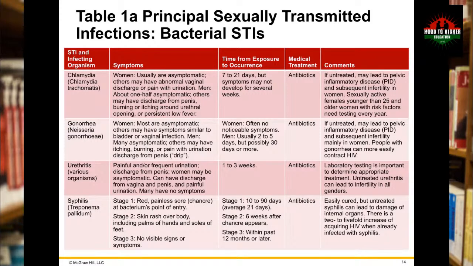So Table 1A is the principal sexually transmitted infections, bacterial STIs. Take a minute. On the left, you will see the breakdown from chlamydia, gonorrhea, urethritis, and syphilis. Take time, read, take notes, and reflect.